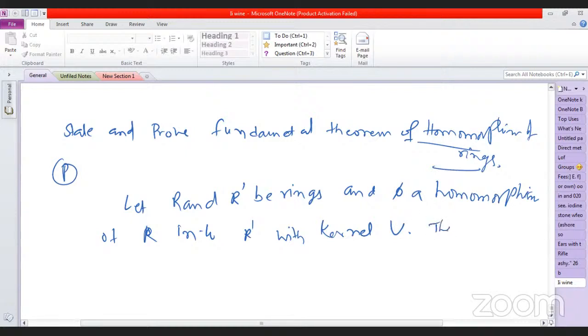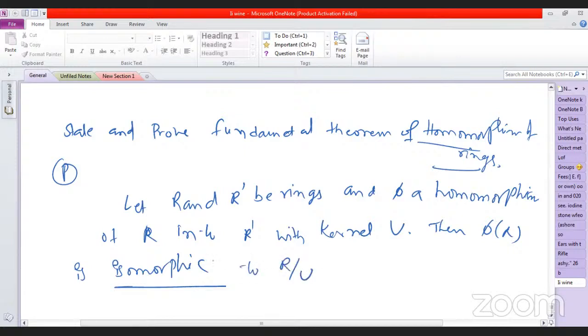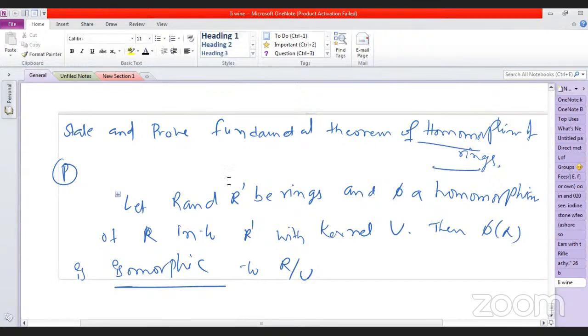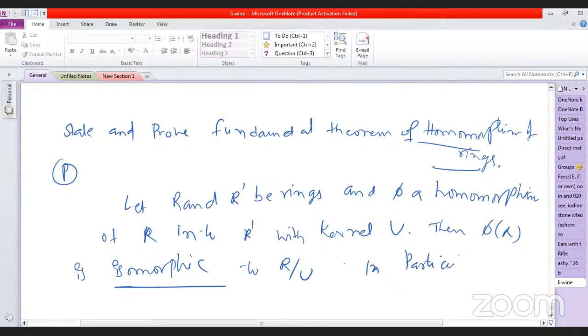Then phi of R is isomorphic to what? Anyone tell me, isomorphic? Yesterday I told. In particular, binary relation compulsory. Correct. You should not discuss among yourselves, I will stop and listen to your lesson. Sir, is this teaching good? This teaching is good, sir.